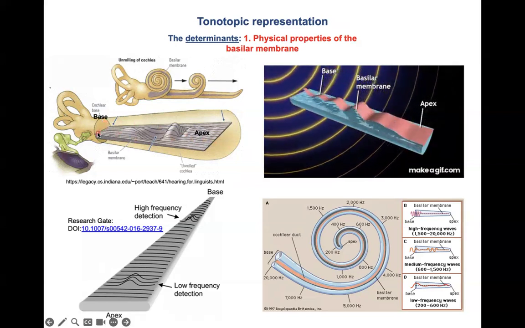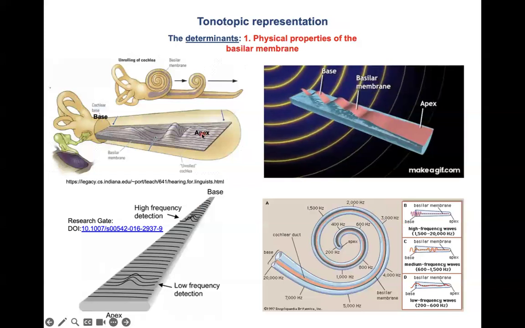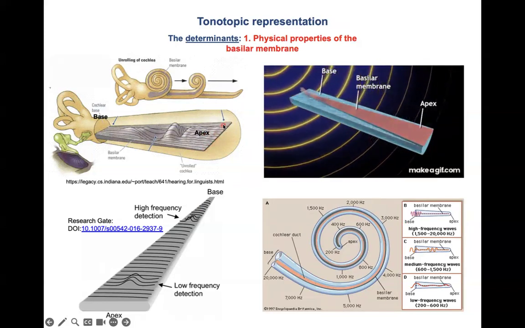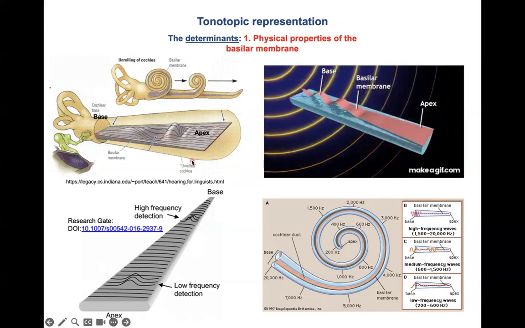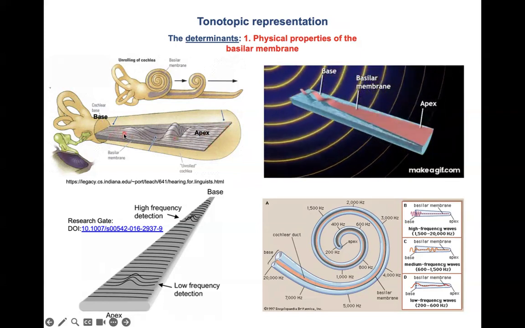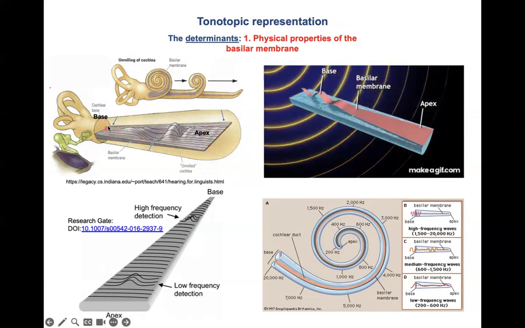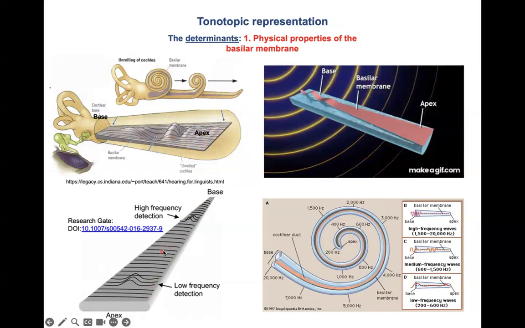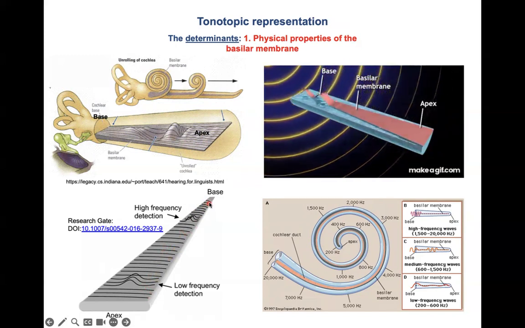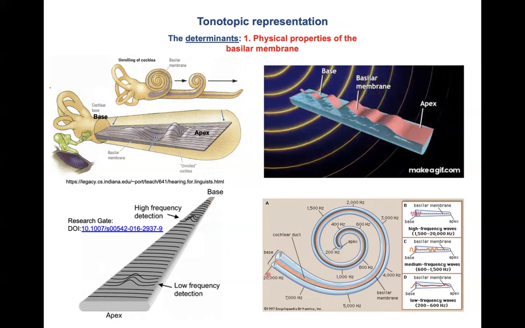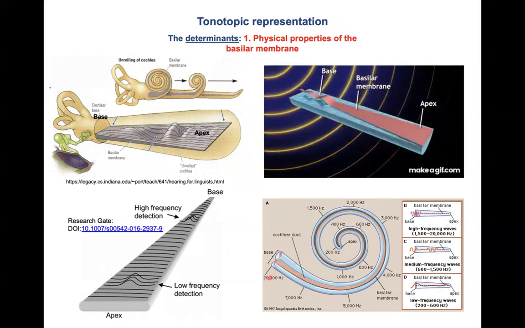The base is narrower and thicker and stiffer than the apex. We see here the apex gets wider, thinner, and also softer. So here we have the stiffest region, and here we have the softest region. It is the variation of the physical properties along the basilar membrane that enables the basilar membrane to separate the frequencies of the sound, thereby generating the dynamic range in human ears, which is at the base about 20 kilohertz.